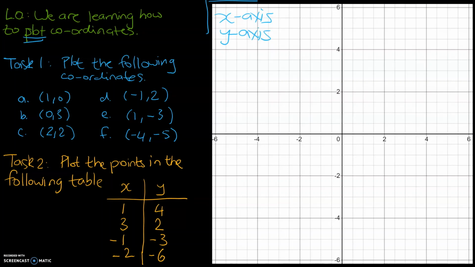And this is really important because once we've identified the x and y axes, we then have to use these axes to plot x and y points appropriately. So the first one I always like to remember, the horizontal one is always the x-axis, and the y-axis is always the vertical one.